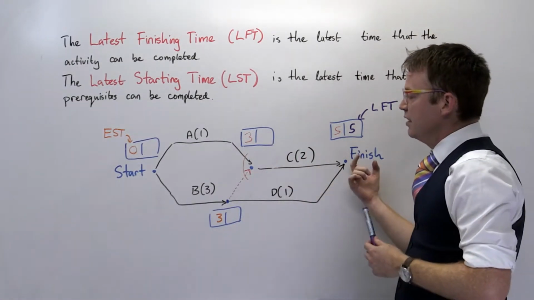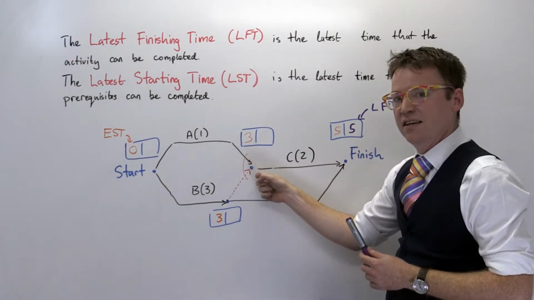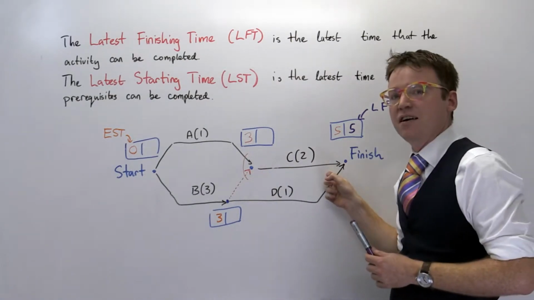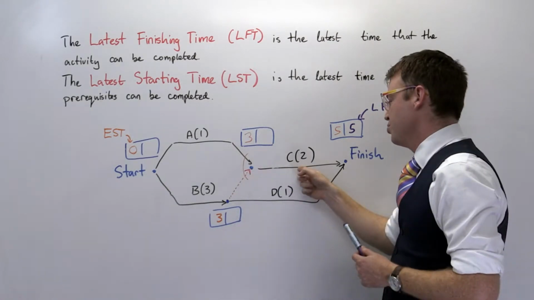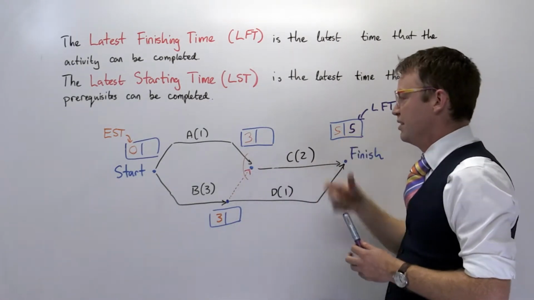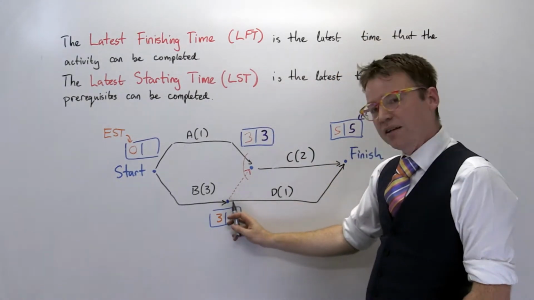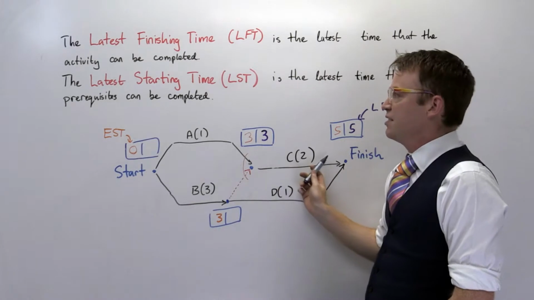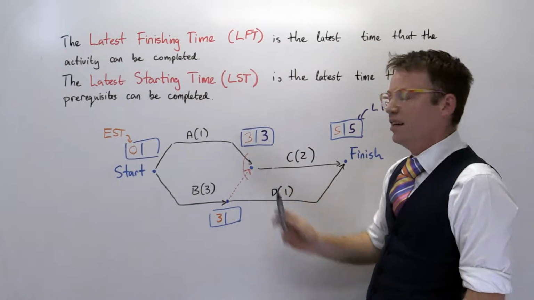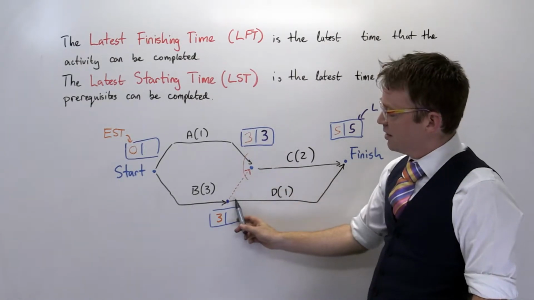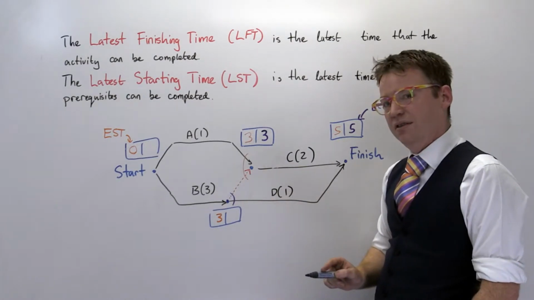What does that mean for this thing? Well, we look at how late you can achieve this vertex and still get the project done at time 5. And the answer is, well, if you've done this at time 3, you have exactly 2 time units to do C, and you can still hit this by 5. So you put a 3 here. That is to say you put the latest starting time of activity C in this box.